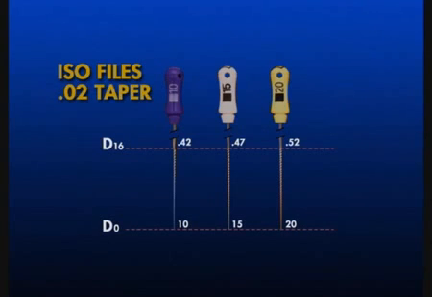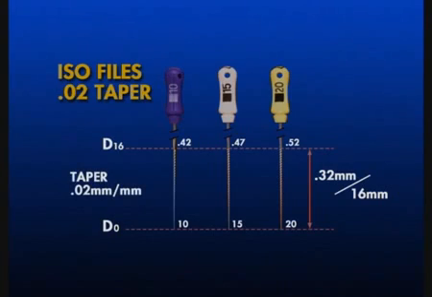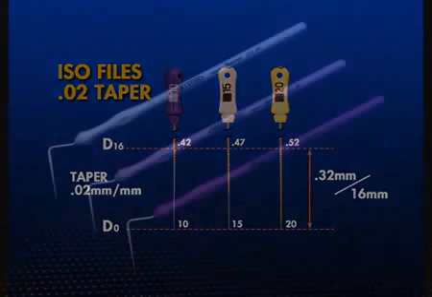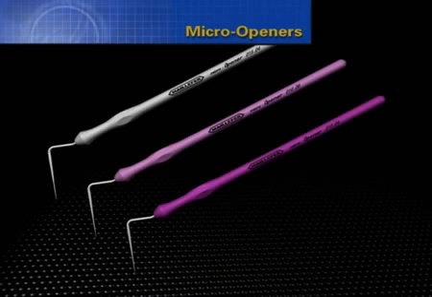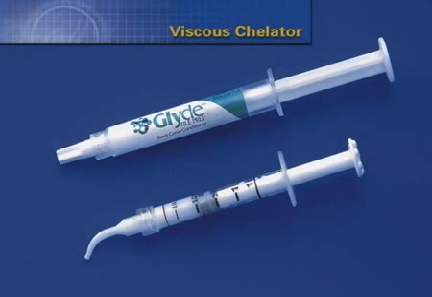Each instrument receives its numerical designation or file name from its D0 diameter. Since ISO files have a standard taper of 32 hundredths of a millimeter over 16 millimeters of cutting blades, then the taper of any specific instrument is 0.02 millimeters per millimeter. Micro openers have offset handles which enhance performance by providing unobstructed vision when there is limited access or when operating deep below the orifice. Viscous chelators like RC Prep, Glide, or ProLube are essential and facilitate negotiating a tight or blocked canal to its terminus.